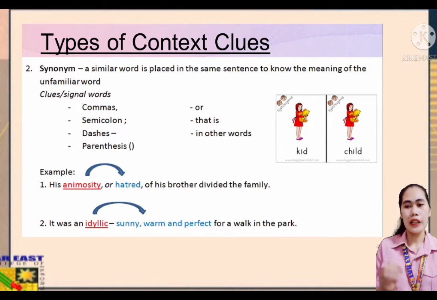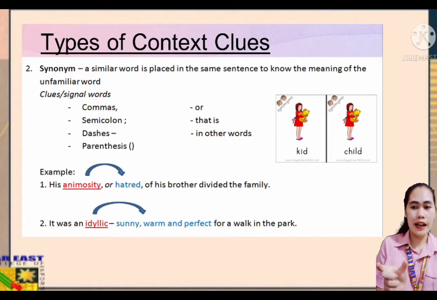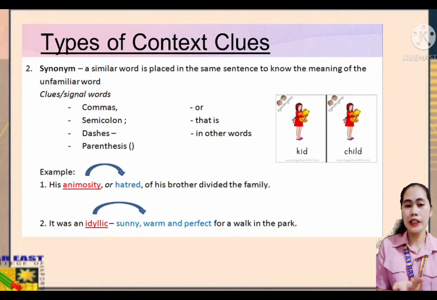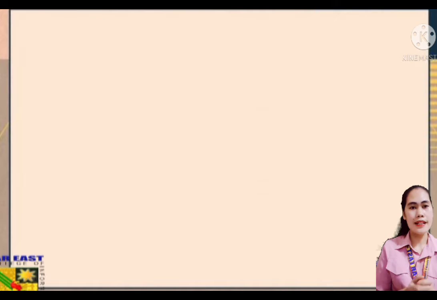Next example is, it was an idyllic day, sunny, warm, and perfect for a walk in the park. So, in this sentence, our unfamiliar word is idyllic. Okay? So, gumamit siya ng dash to define the idyllic, the unfamiliar word. So, kapareho niya ng meaning. Okay? Ang synonym ng idyllic is the sunny, warm, and perfect. Okay? So, next natin is antonym.